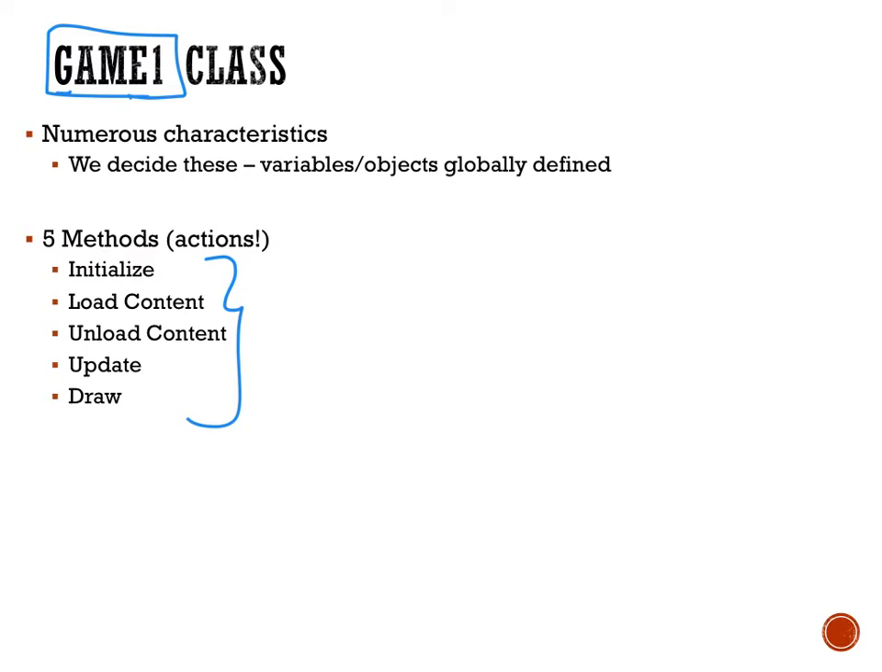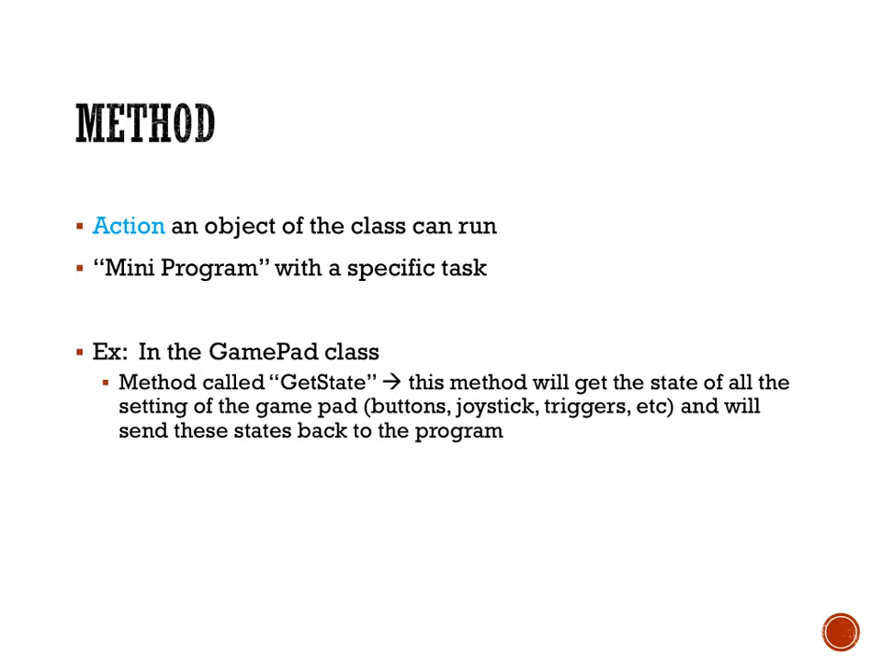Now, the other piece of it is our class actually contains numerous characteristics, whether or not you realize it. So all of the global objects and the global variables that we declare actually become characteristics of our game class. They are things that our game that we are creating contains. So depending on the type of game you make, you will have different characteristics that your game needs, whether it's a counter or the number of lives or whatnot. So notice that when we're working with the game class, we have numerous characteristics, and then we have 5 main methods that our class can run.